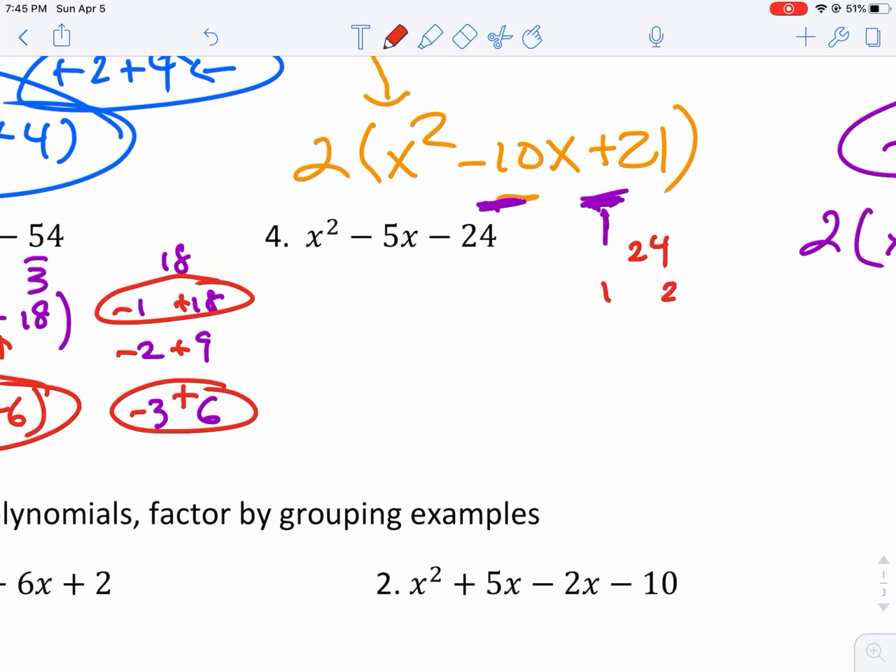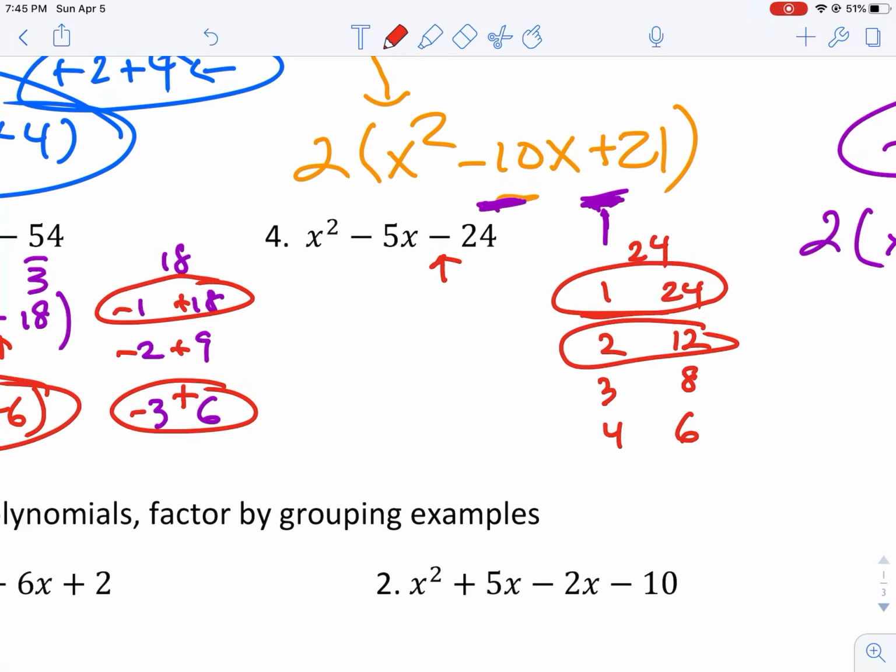Okay? Number 4, no greatest common factor. So I take 24 and I list the factors. 1 and 24, 2 and 12, 3 and 8, 4 and 6. The last term is negative. So they're both different signs. These 2 will have a different sign.